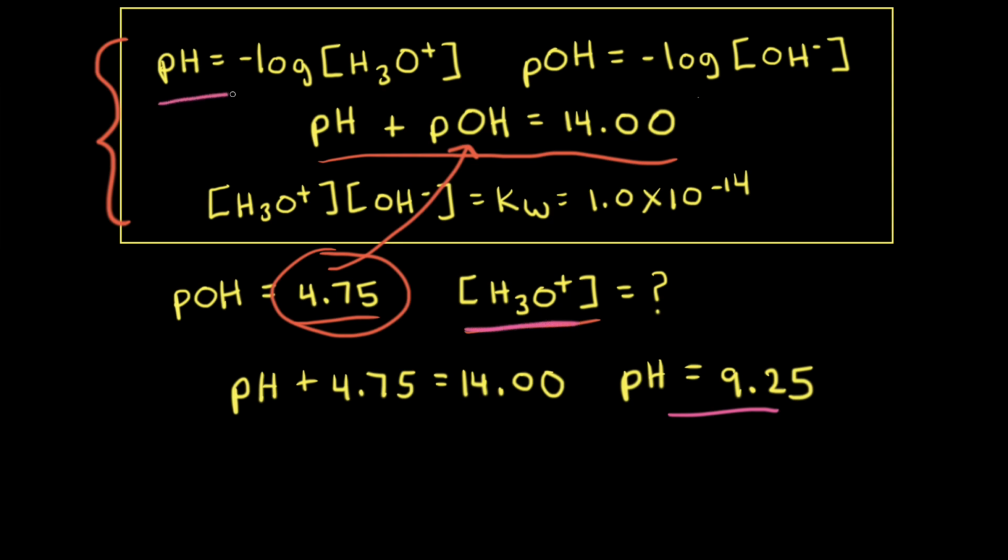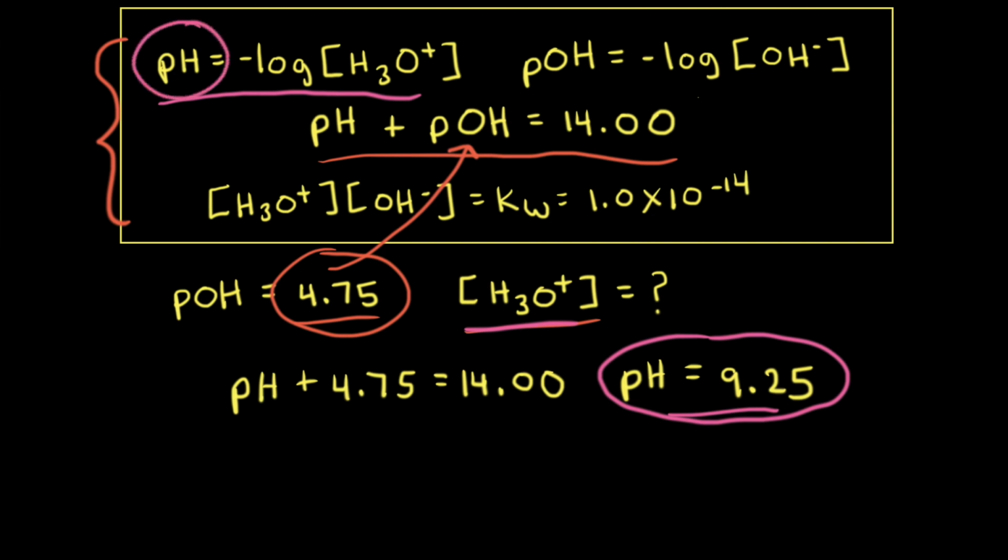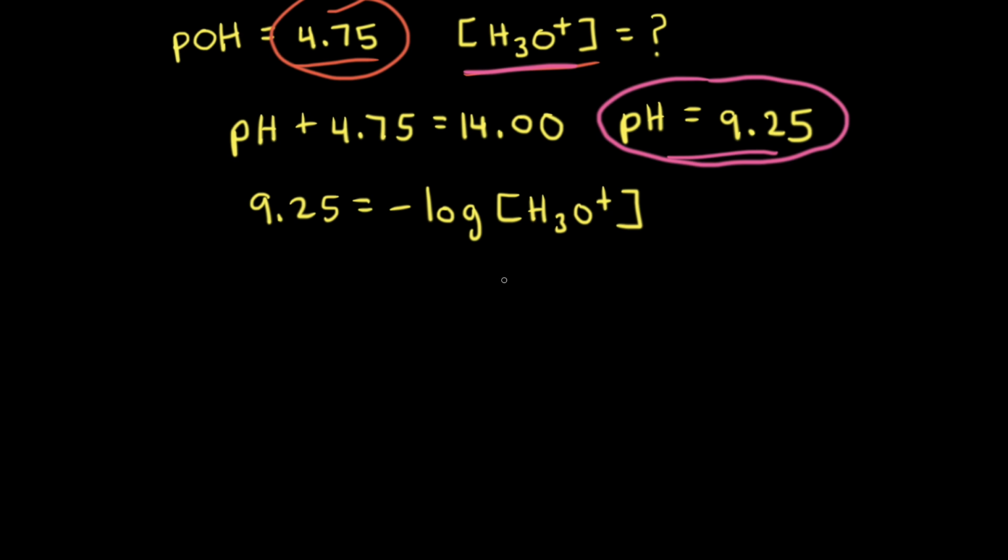So we have the pH, and our goal is to solve for the concentration of hydronium ions. And pH is equal to the negative log of the concentration of hydronium ions. So we can plug our pH right into this equation. So that would give us the pH, which is 9.25, is equal to the negative log of the concentration of hydronium ions. Next, we need to solve for the concentration of hydronium ions. So we could move the negative sign over to the left side, which gives us negative 9.25 is equal to the log of the concentration of hydronium ions.